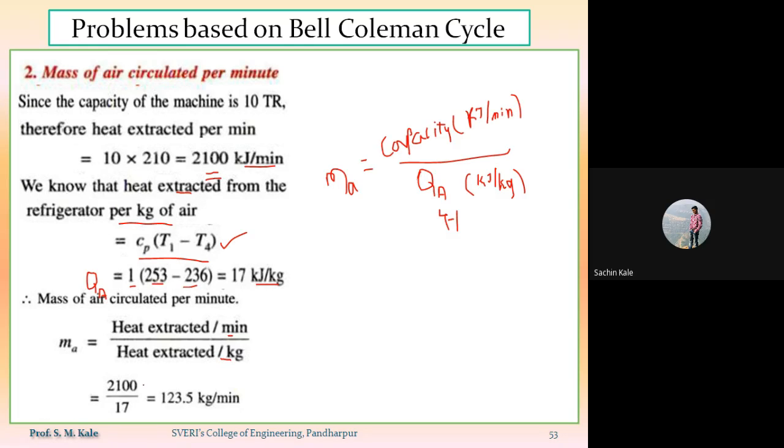So put the value of capacity, that is 2100. Put the value of QA, that is 17. So you will get the value of mass of air circulated. This value of mass of air circulated will be in terms of kg per minute.